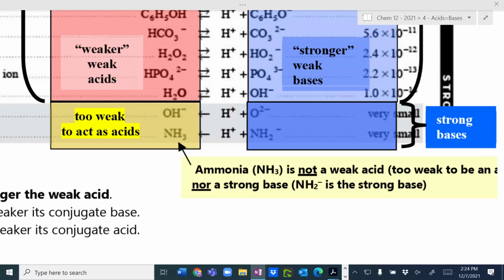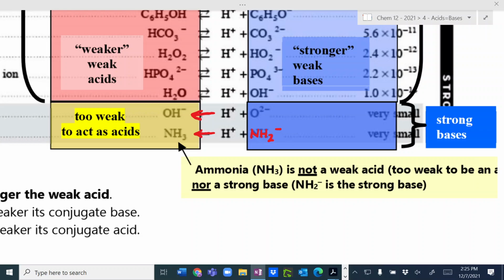Okay. So OH minus is unable to give up a proton and become O2 minus. And you'll notice that that is a one-way arrow. And NH2 minus also has a one-way arrow going to ammonia. I'm going to take a moment to draw your attention to ammonia, because people know, or at least you will get to know, that ammonia is a base, if you don't already.